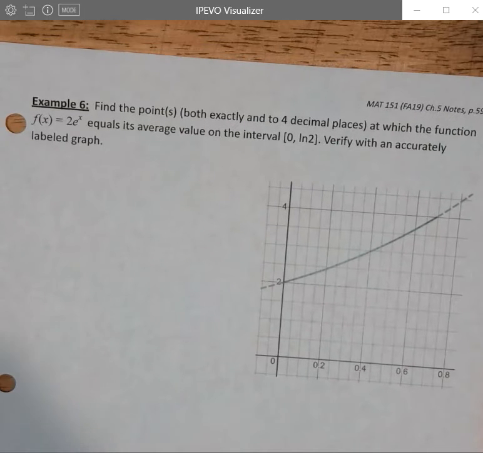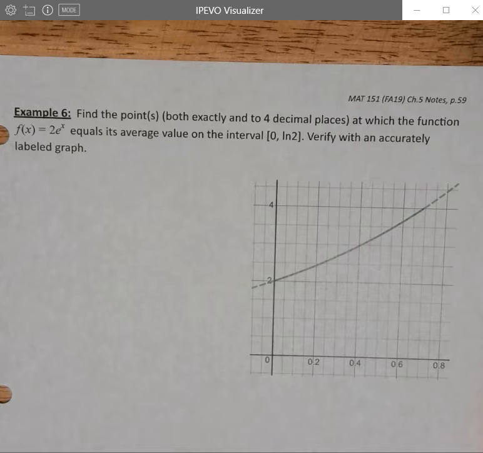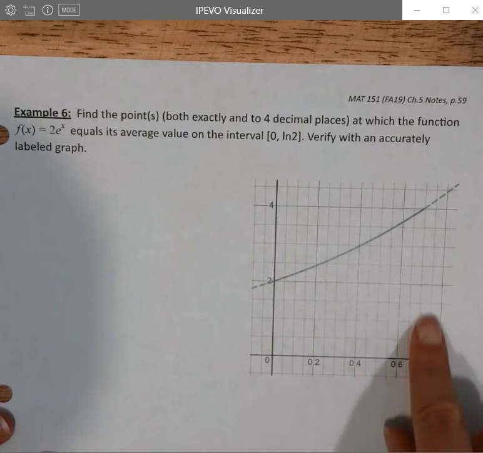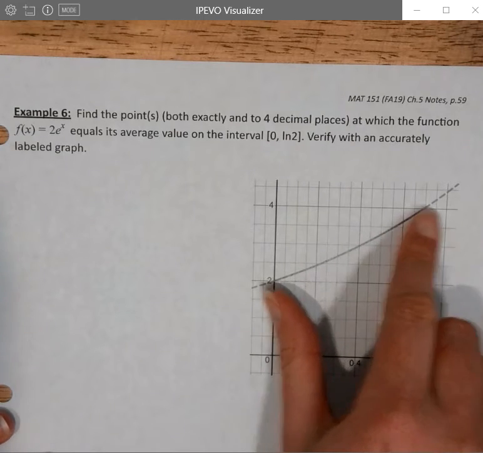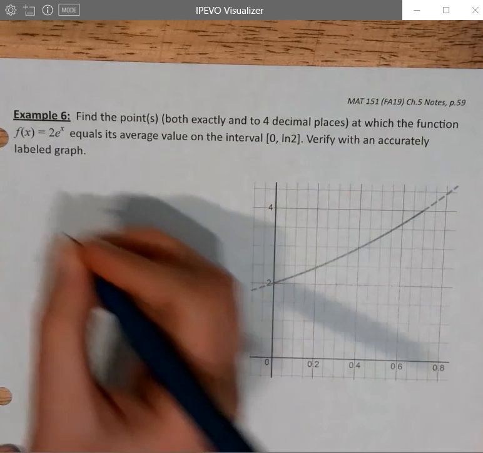All right, so in this question, we want to find the point or points, exactly and to 4 places, for which the function 2e to the x equals its average value on the interval from 0 to the natural log of 2. I'm assuming natural log of 2 is about over here, that's where my graph starts dashing out, and we're going to verify with the labeled graph.